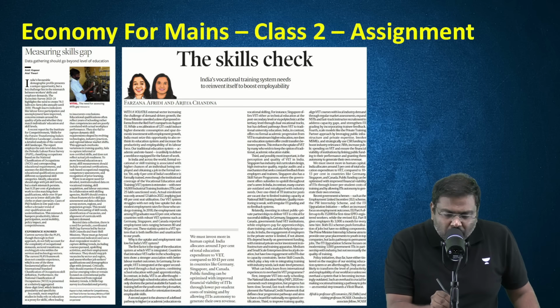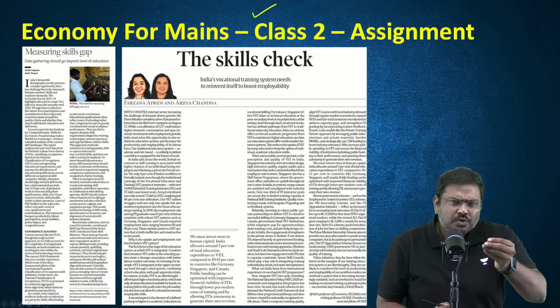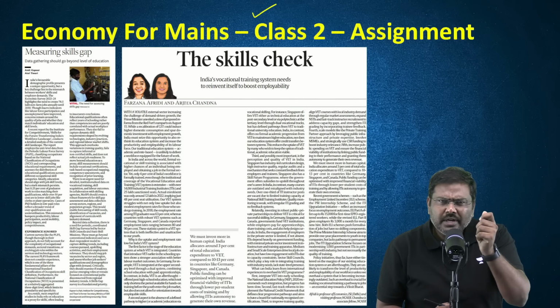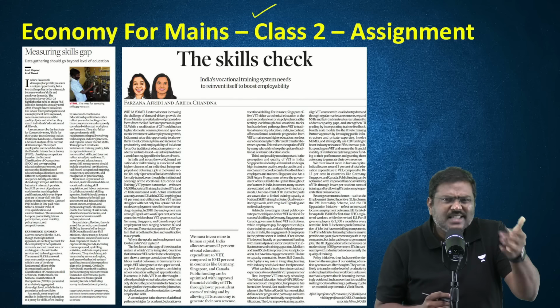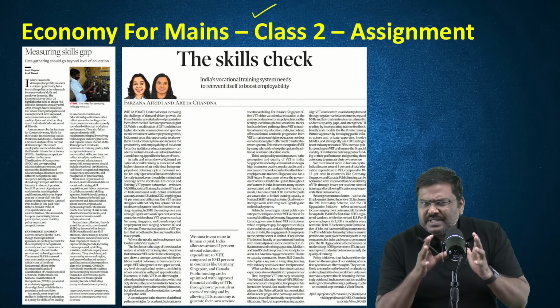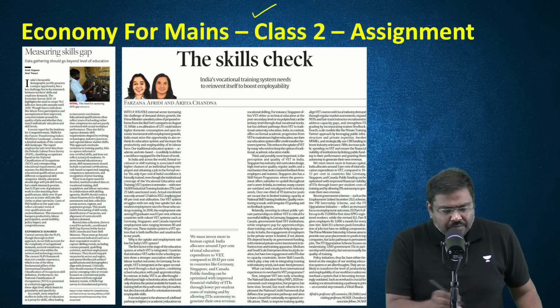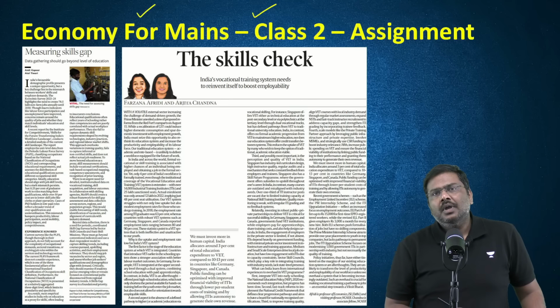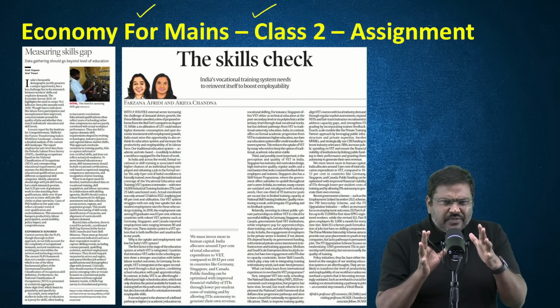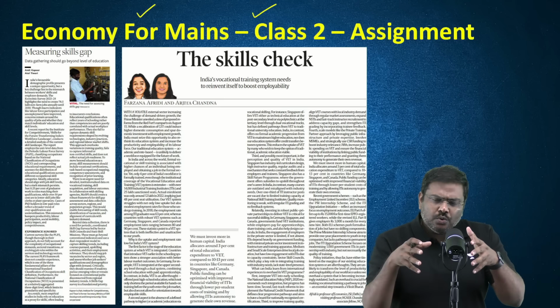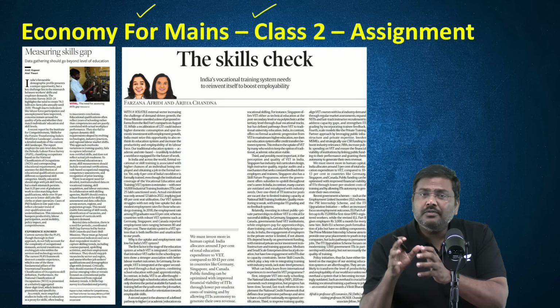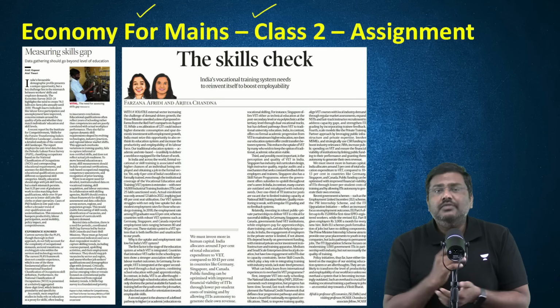Now, before I go forward, I just want to give you one more important aspect of preparing for UPSC Mains. Some time ago, I launched an initiative, Economy for Mains. Under this initiative, the concept is very simple. I want you to read and come prepared for the class. And what is the model of the class?